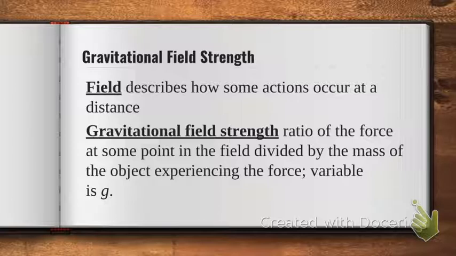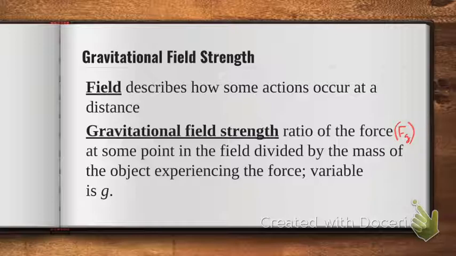Now, gravitational field strength is the ratio of the force at some point in that field divided by the mass of the object experiencing the force. It is the force at some point in the field divided by the mass of the object experiencing the force. What type of force do you think this is, if you had to label it? If it's a force in a gravitational field, force of gravity, right?